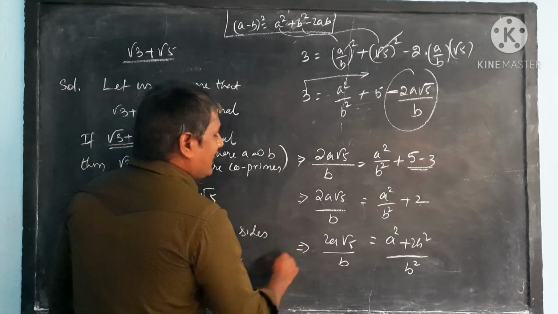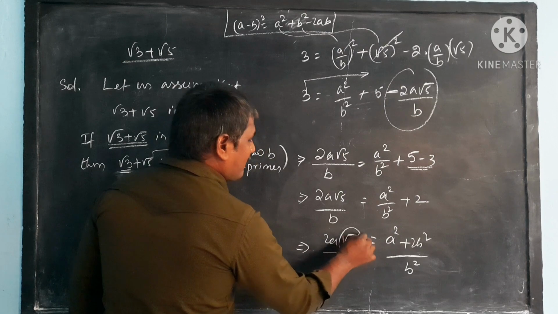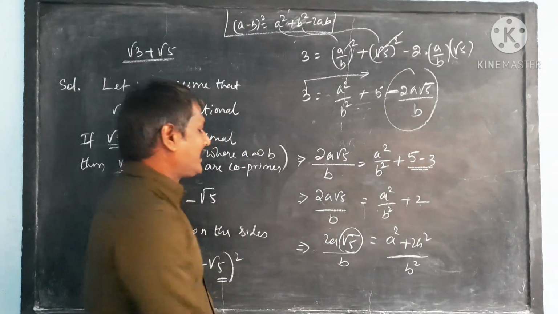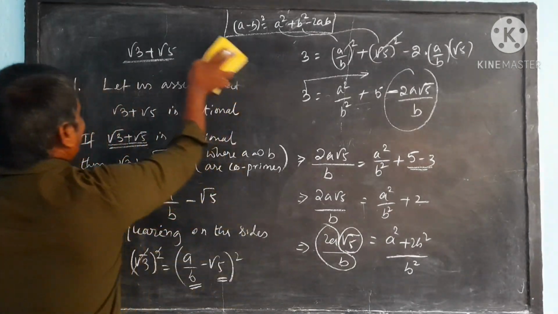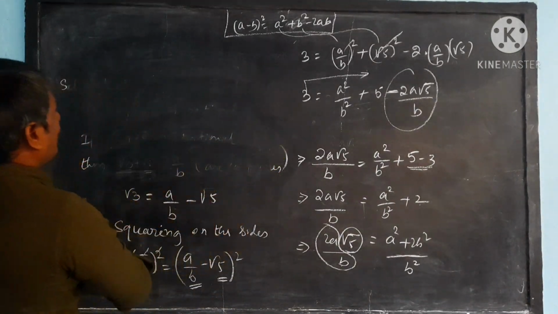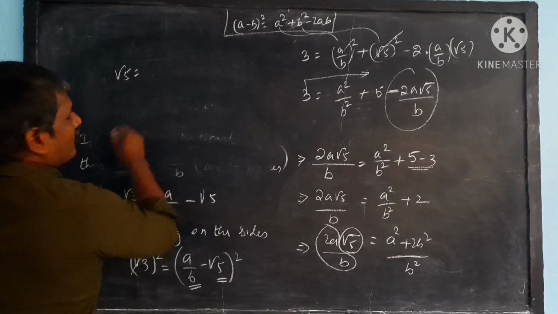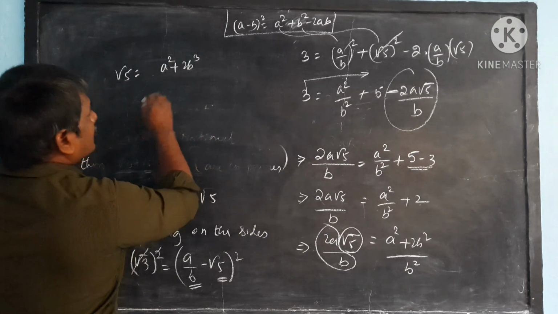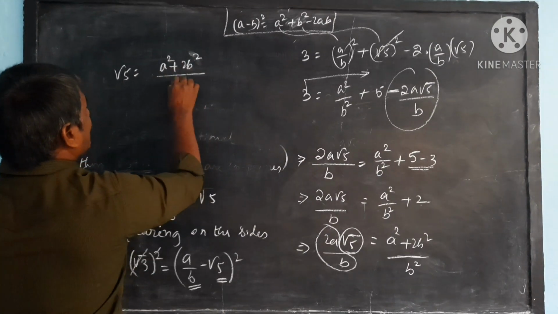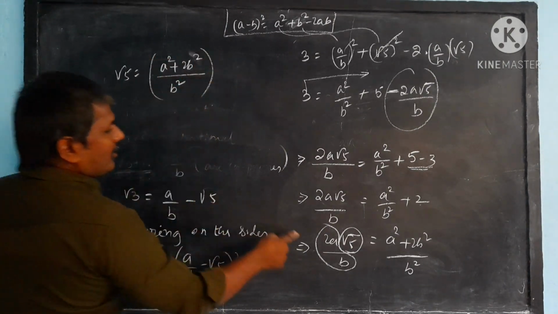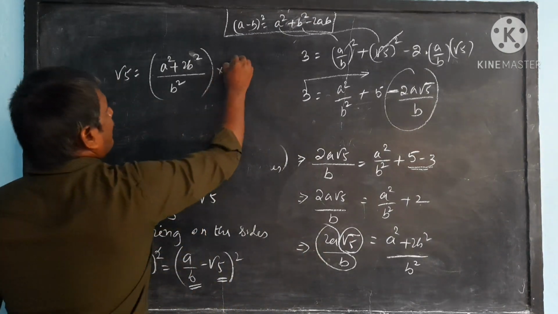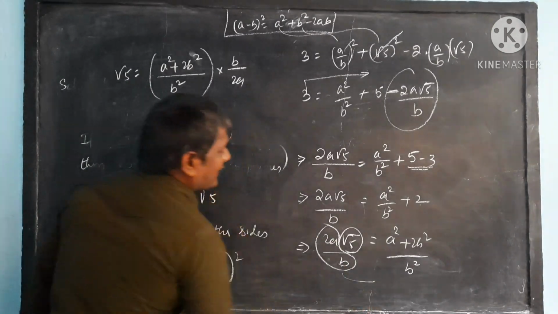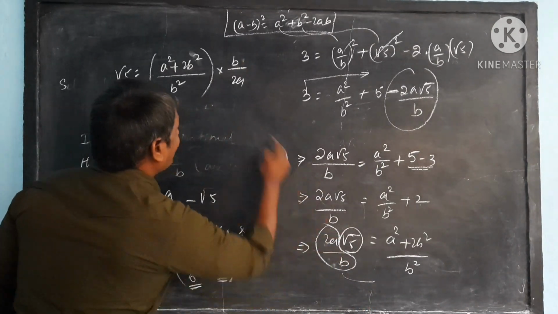We want only the irrational part, that is the root number, on the left side. The remaining 2a/b must be sent to the right side. Then we will get that root 5 is equal to (a² + 2b²)/b², the right side part. Then you have to write the transposed part, b by 2a. So you have transposed left side to right side, then the denominator will be numerator and the numerator will be denominator.